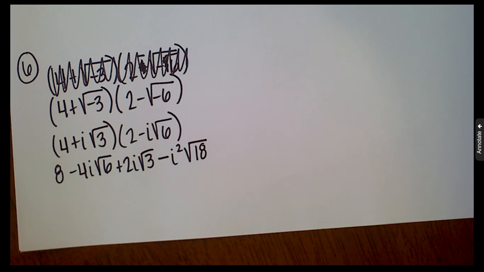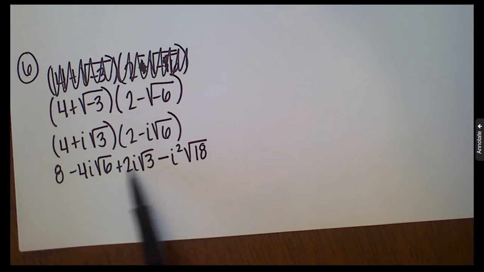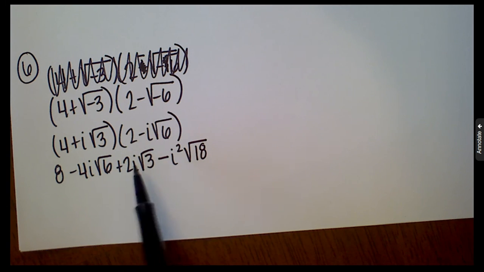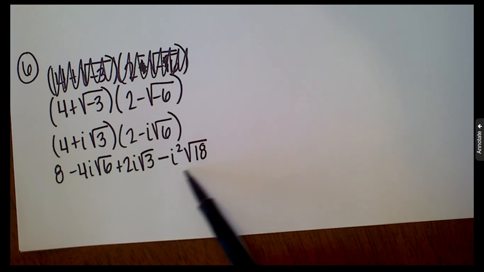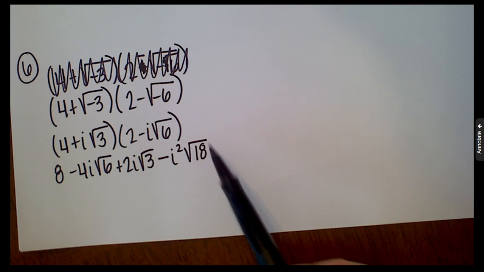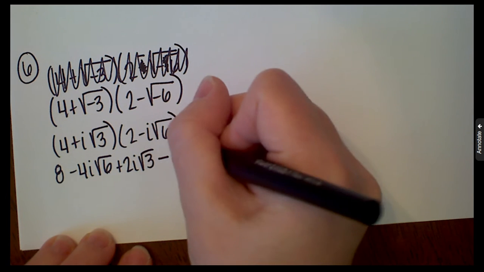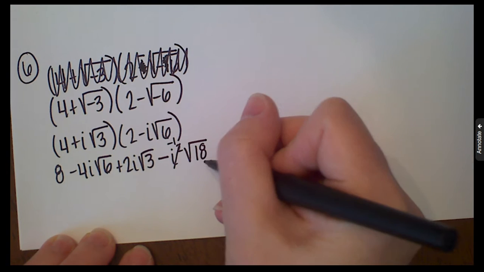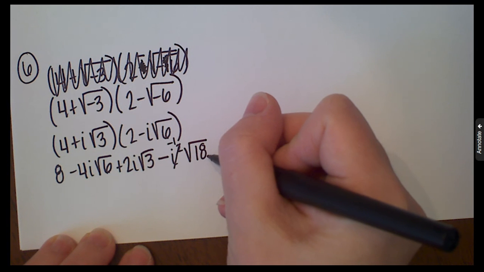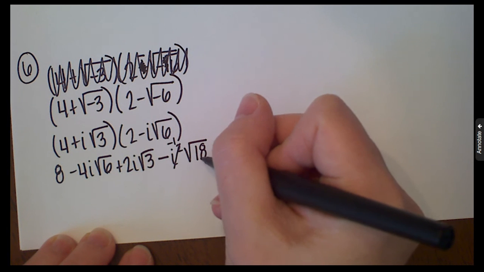What I notice at this point is that I can't combine these two things. These are different radicals. They both have i's, so you have to keep them separate. The one thing I can do is look at this last thing and simplify it. I notice the i squared is going to turn into a negative 1, and I can break down this radical. That would simplify to 3 root 2.